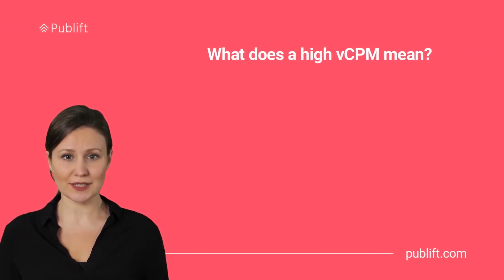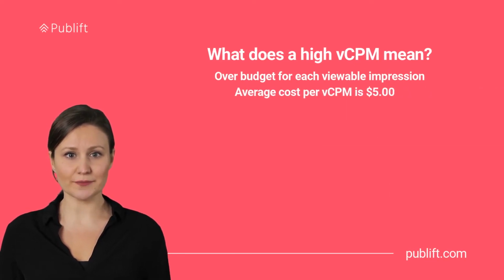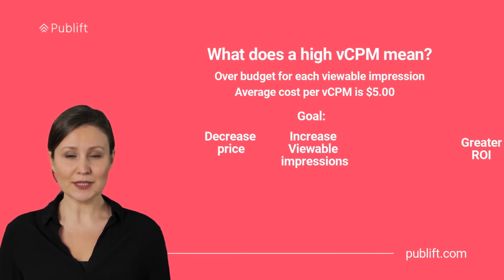What does a high vCPM mean? The exercise completed above indicates this investment is slightly over budget for each viewable impression since the average cost per vCPM is $5. Therefore, resulting in fewer viewable ad impressions. The goal is to drive the price down, increase the number of visual impressions, and realize a greater return in the end for the dollars invested.